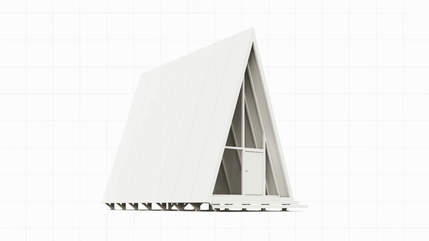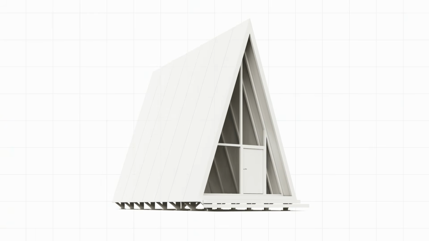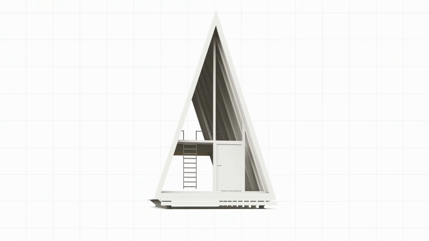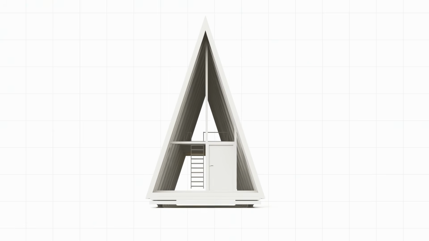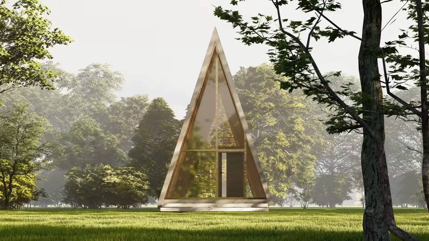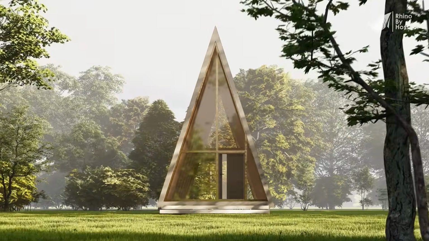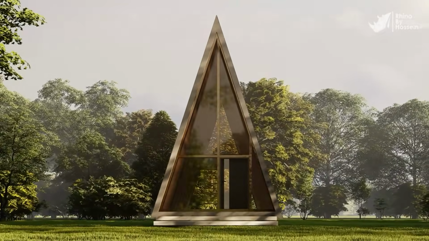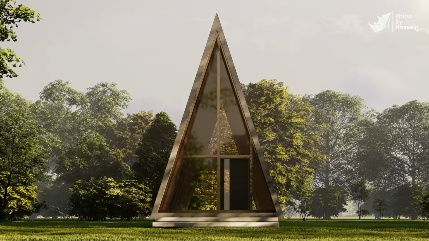Today we're going to model a unique A-frame tiny house together. With its distinctive A shape, this design has become one of the most popular and appealing options for small homes. But what exactly makes this design so popular? A-frame tiny houses don't just stand out because of their unique and eye-catching appearance. They also offer several practical advantages that make them suitable for different weather conditions.